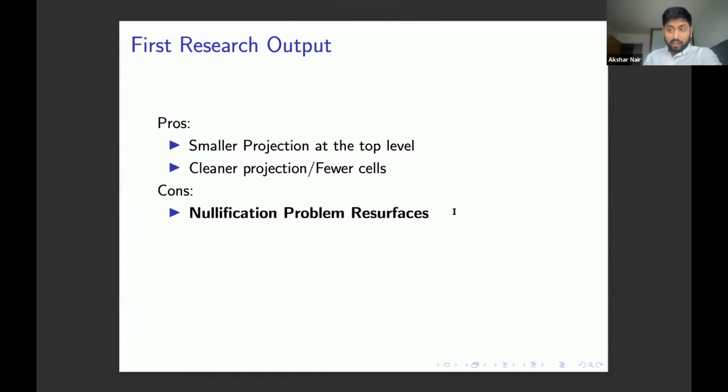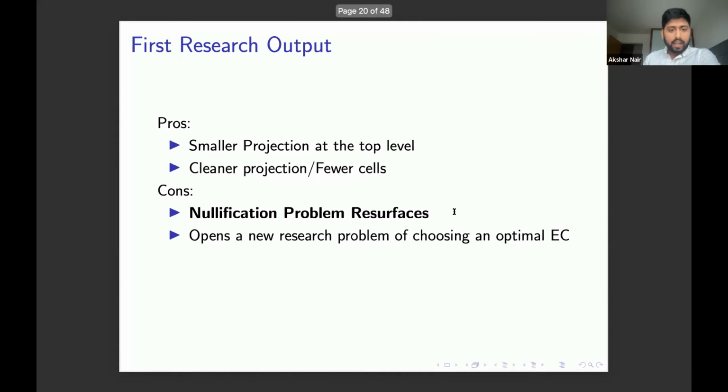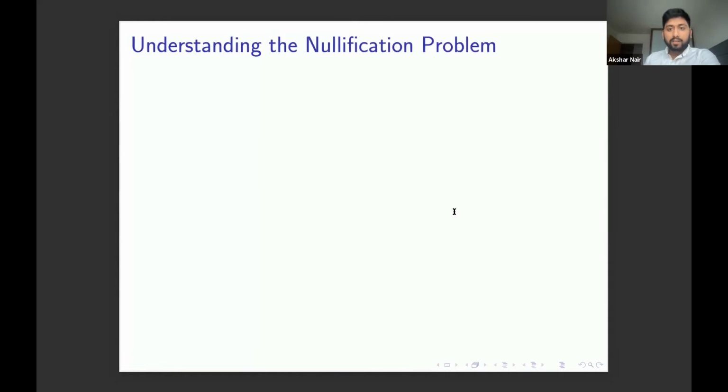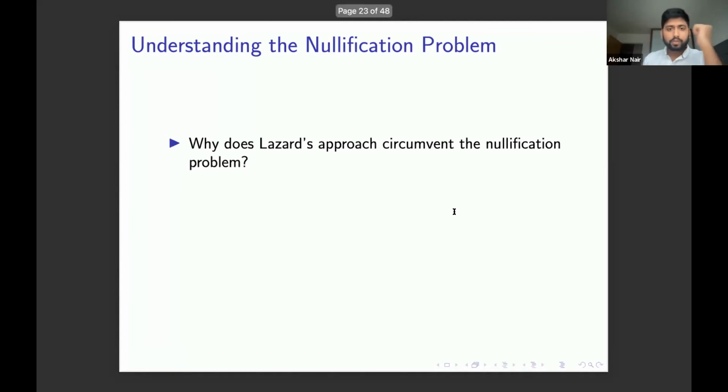It reintroduced the nullification problem, which Lazard had sort of dealt with in his approach. And it also opened up a new research problem, or rather an already existing research problem, of choosing an optimal equational constraint, so as to avoid the nullification problem. So my first reaction was, what now? Because it was reintroducing the nullification problem, which we kind of moved away from with Lazard's approach. So for this, we had to understand the nullification problem, but now with the hindsight of Lazard's approach.